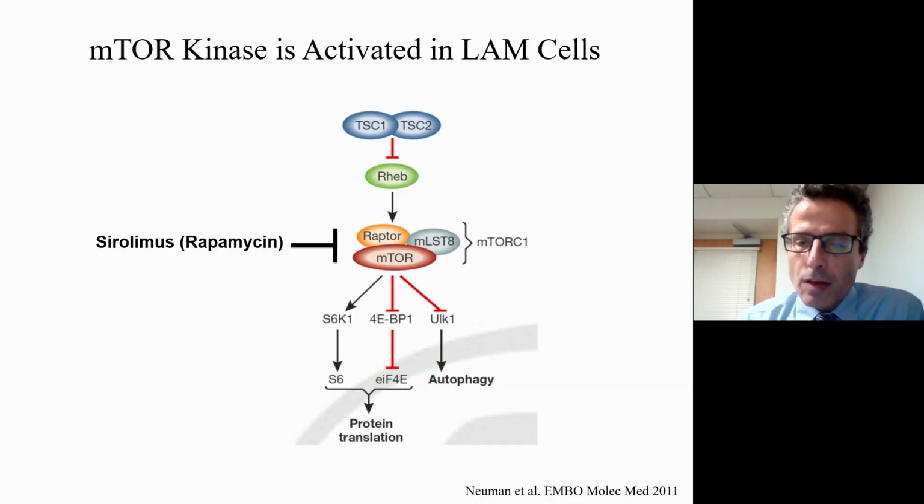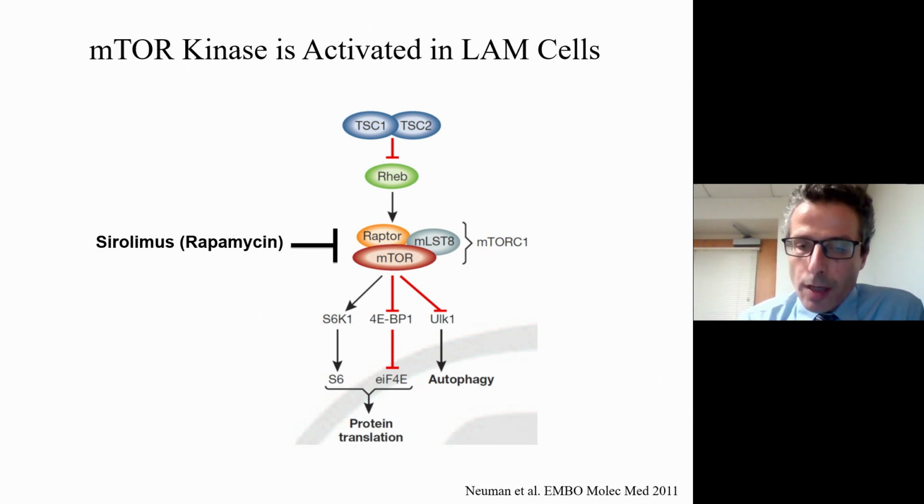Now, LAM is caused by mutations in the tuberous sclerosis complex 1 or tuberous sclerosis complex 2 genes. And the pathway downstream of TSC1 and TSC2 is very well known. It involves the mechanistic target of rapamycin, so the mTOR complex. And we know that we have actually a very good drug that blocks mTOR, and it's called sirolimus or rapamycin. And rapamycin has been in clinical use for quite some time now for kidney transplant.